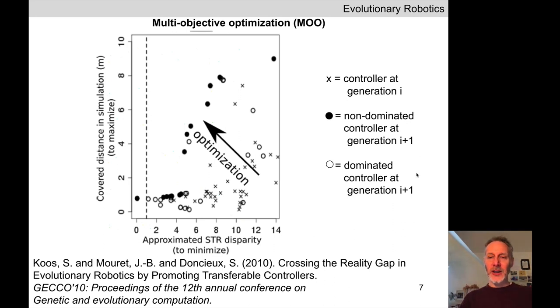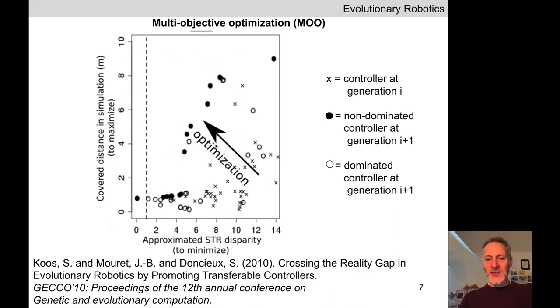Okay, let's have a look at all the X's first. You can see all the X's down here. These are all the controllers at generation I. So this is partway through an evolutionary process, and you can see most of the X's are hugging the bottom right part of the panel. These aren't doing very well at all. They have high disparity, and they're not causing the simulated robot to move very much.